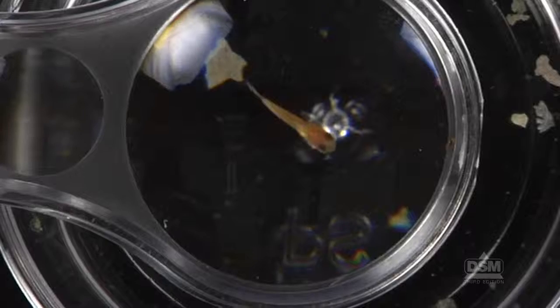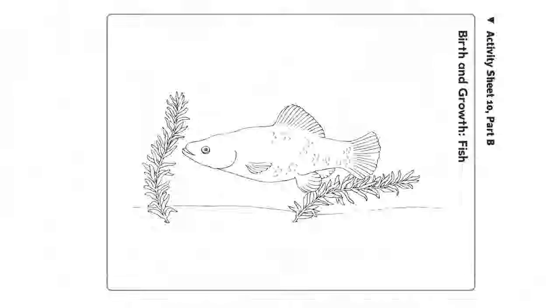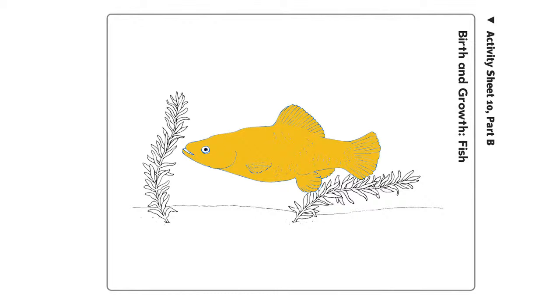In fact, students may be able to see the bone structure and internal organs of the platy fry through the fish's translucent skin. Guide students to color in the picture of the adult platy on Part B of the activity sheet and add drawings of the platy fry next to the picture.